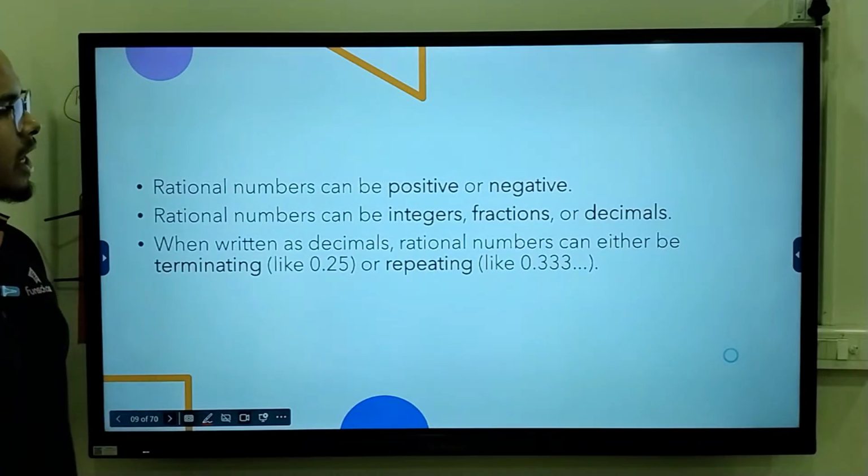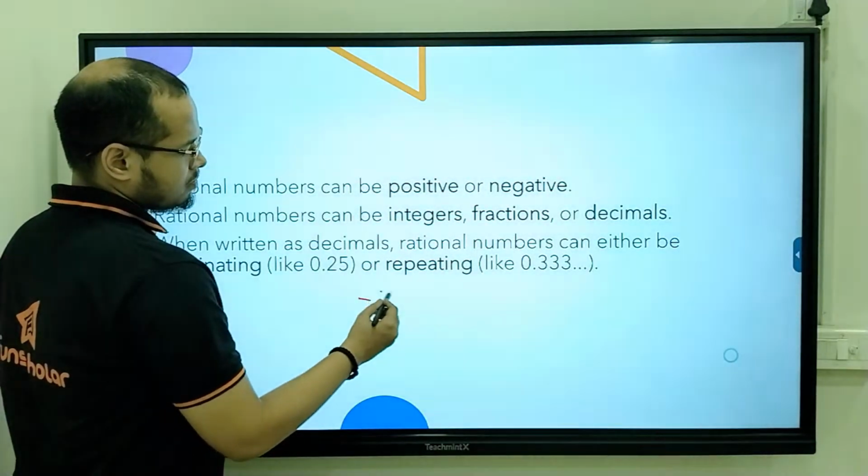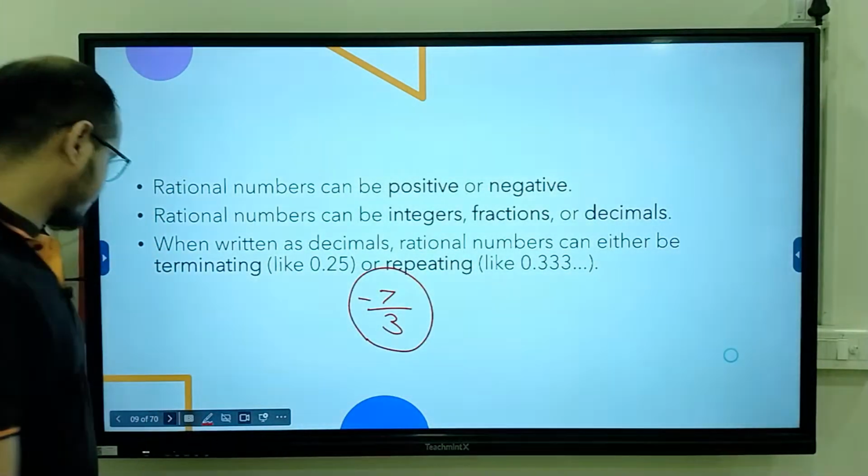Next, rational numbers can be positive or negative. We have already answered. If I have a negative integer, like minus 7 by 3, this is a negative rational number. That's it.